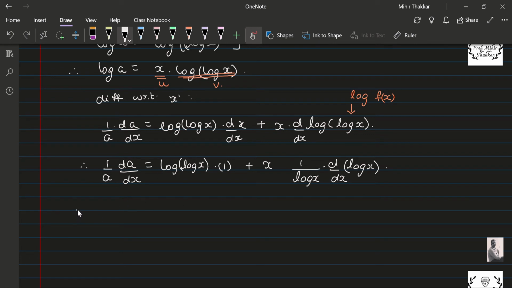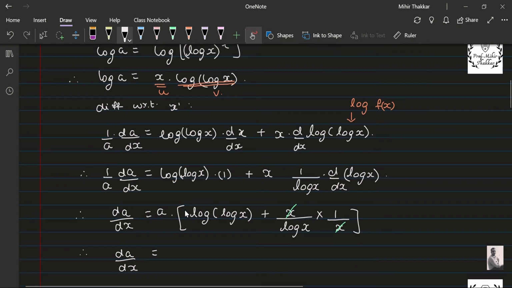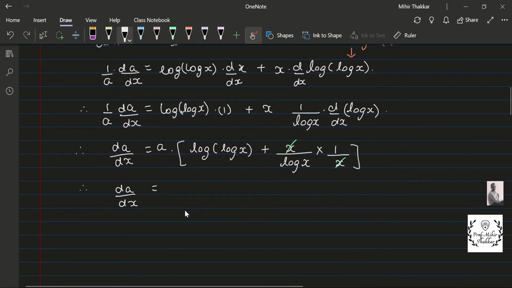Cross multiply this a on the opposite side since we are interested in dA by dx. So this is a into log of log x plus x upon log x multiplied by 1 by x. So yes guys, definitely you can cancel off these both x terms, and again over here we will substitute the value of a. The value of a was log x to the power x, as you can see over there.